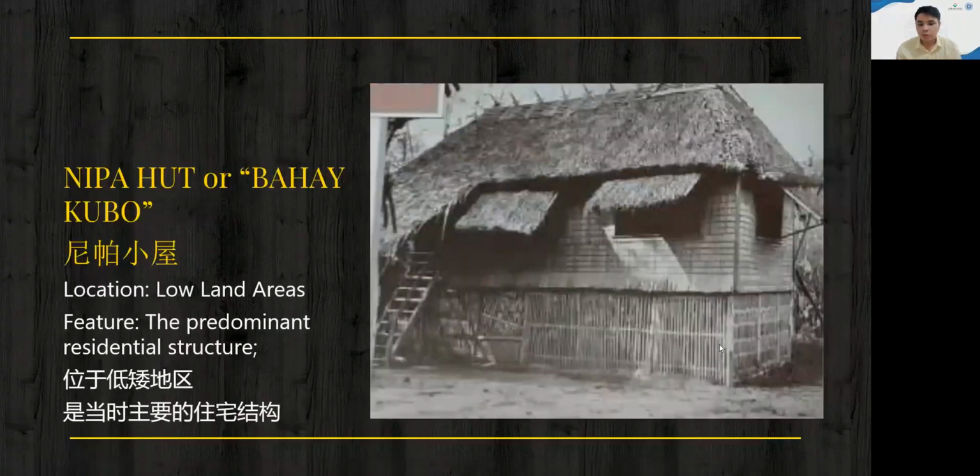Through the use of this available technology and the building practices refined by trial and error, the pre-colonial people gave birth to the bahay kubo or the nipa hut. This bahay kubo is viewed as the symbol of the pre-colonial era and is considered the origin of Philippine construction. The bahay kubo is usually found in lowland areas and is considered the predominant residential structure.